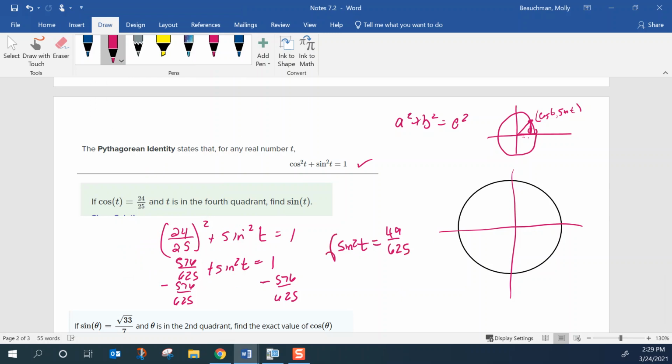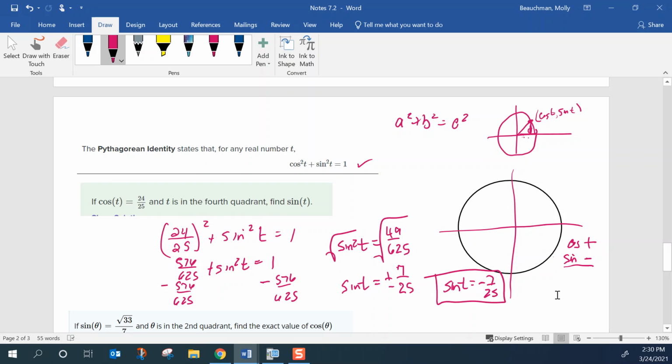The last step, square root both sides. Whenever you square root both sides, the sine is plus or minus 7 over 25. So how do we know if the sine is positive or negative? It tells us t is in the fourth quadrant. So in the fourth quadrant, the x value, cosine, is positive, and the y value, sine, is negative. So our answer is the sine of t is equal to negative 7 over 25, because it's in the fourth quadrant and the sine is negative.